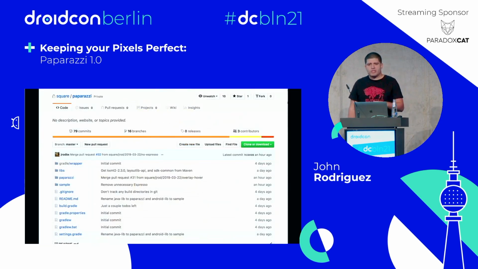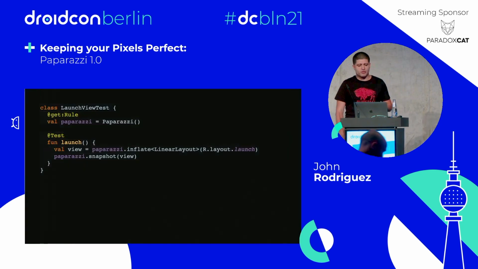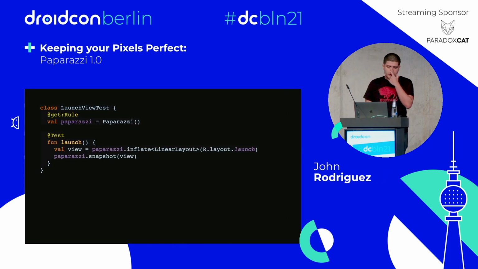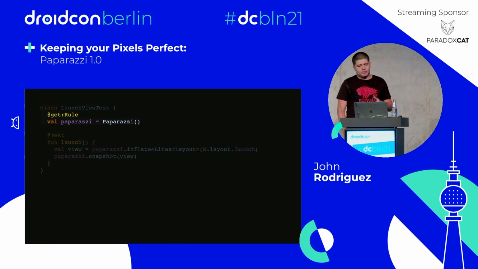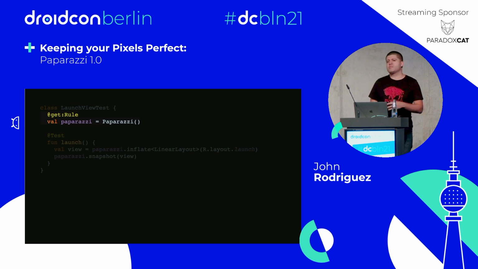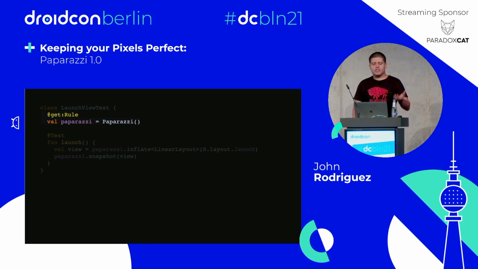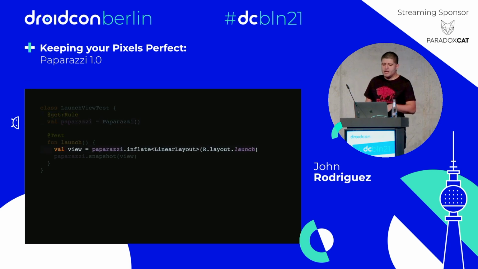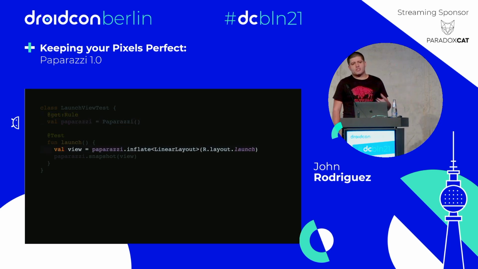So two years ago, we named the project Paparazzi and released an early version of it, selling it as 100% Kotlin to help accelerate your Android development. So let's take a look at what this looks like. First, Paparazzi is implemented as a JUnit rule, and so you instantiate it with suitable defaults. We'll dig into more later on how you can customize it. And then you use Paparazzi as your inflater.